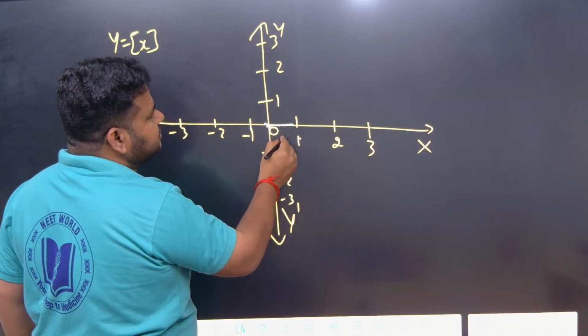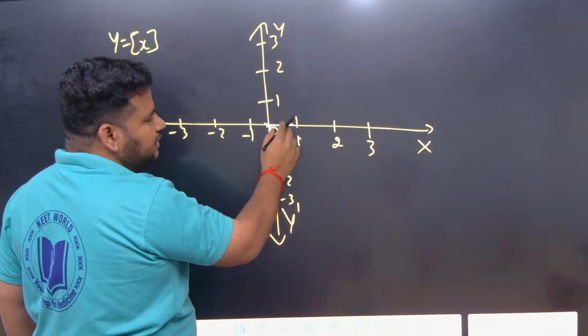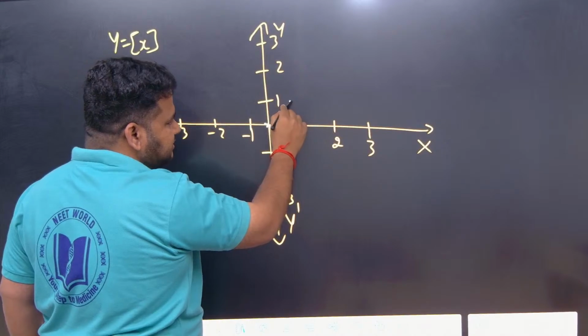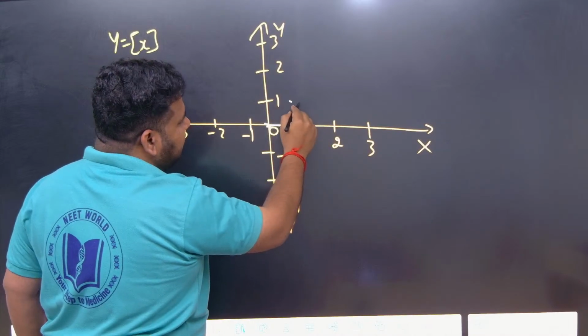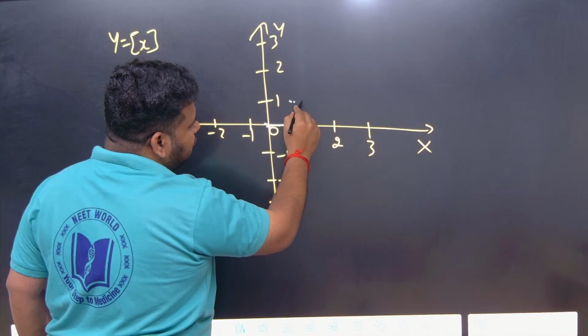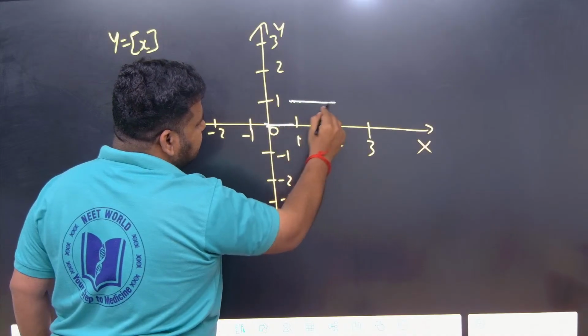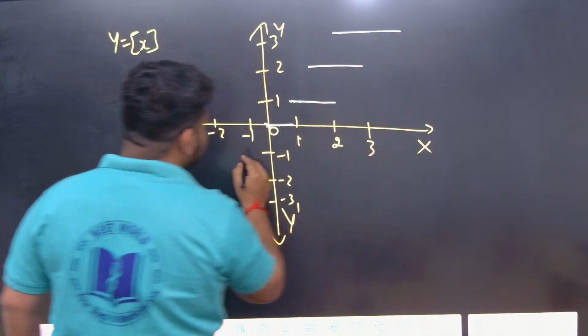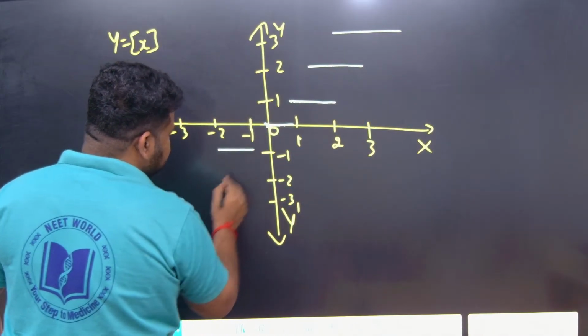Now if I put x is equal to 1.1, I will get 1 itself. If I put x is equal to 1, I will get 1 itself. If I put x is equal to 1.2, or 1.3, I will get 1 itself. Like this, I will get the graph. Similarly, here you will get the graph like this, and similarly here also.